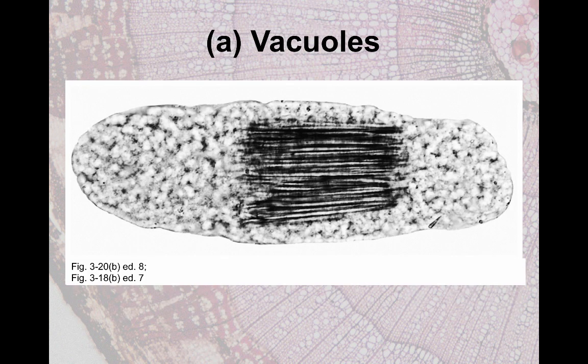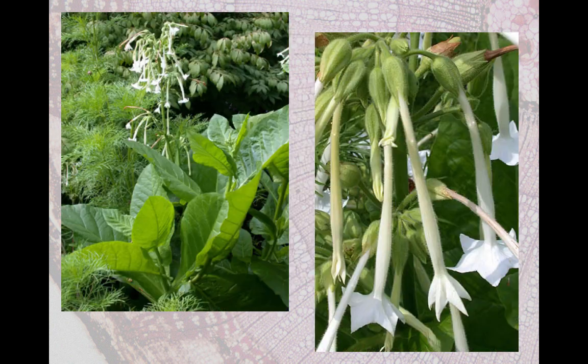Here's a cell that has long needle-like structures. These are called druses. For any of you who eat lots of pineapple, you may feel a tingling in your lips, and that's partly because they produce these little sharp needles. We'll find out a little bit more about those later on as well, but they're stored in the vacuole. So these structures, the crystals, are actually insoluble, and they crystallize within the vacuole.